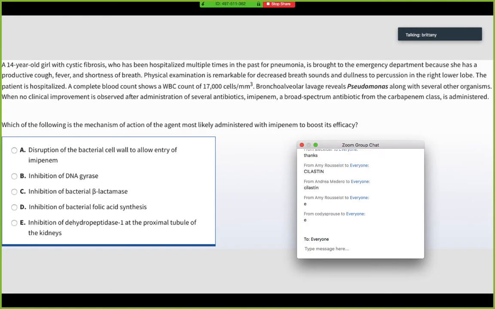Right, so Amy is correct. The correct answer is E. Remember, something with the kidneys. If you know that much, you could get that right here. So inhibition of dehydropeptidase 1 at the proximal tubule of the kidneys. Just remember that mnemonic, the killing is lasting with cilastatin. So if you add cilastatin to imipenem, you're going to get a better effect, and that's because of cilastatin's action on the kidney.